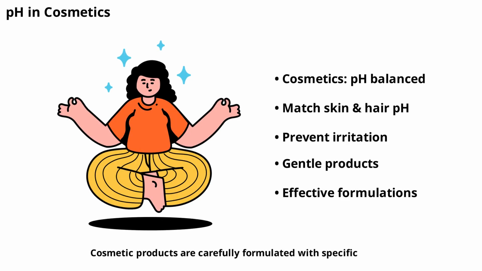Cosmetic products are carefully formulated with specific pH values to protect skin and hair. Shampoos, soaps, and lotions are designed to match the natural pH of our bodies. Using products with the wrong pH can cause irritation or dryness. Understanding pH helps manufacturers create gentle, effective products.